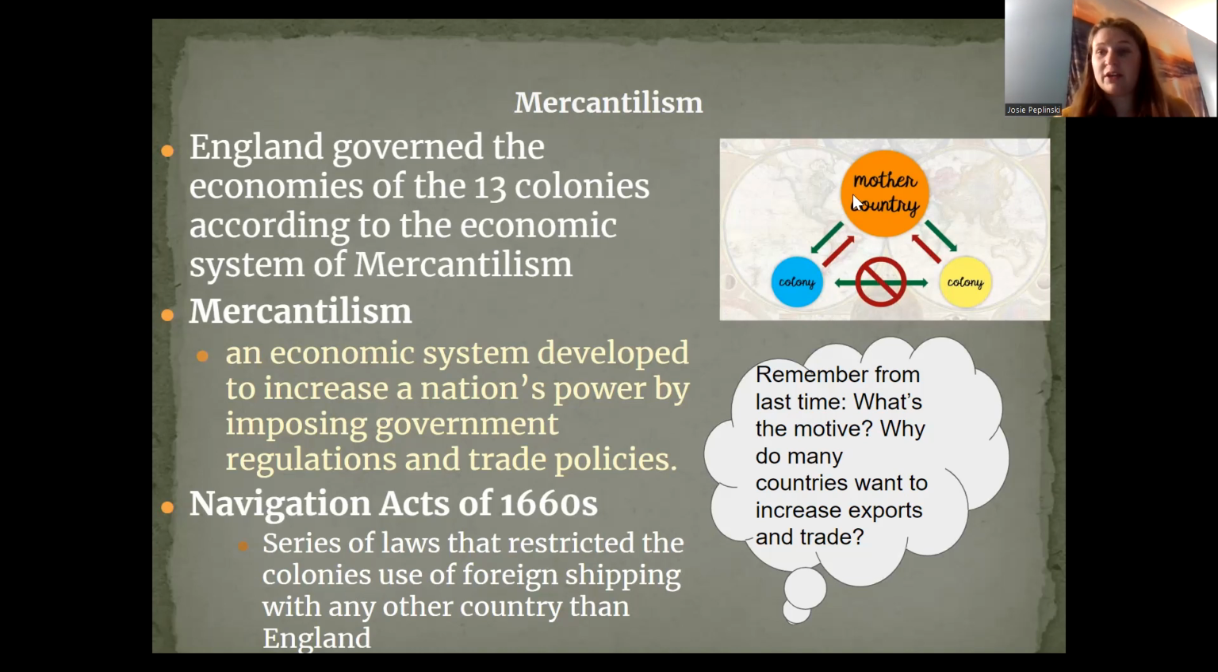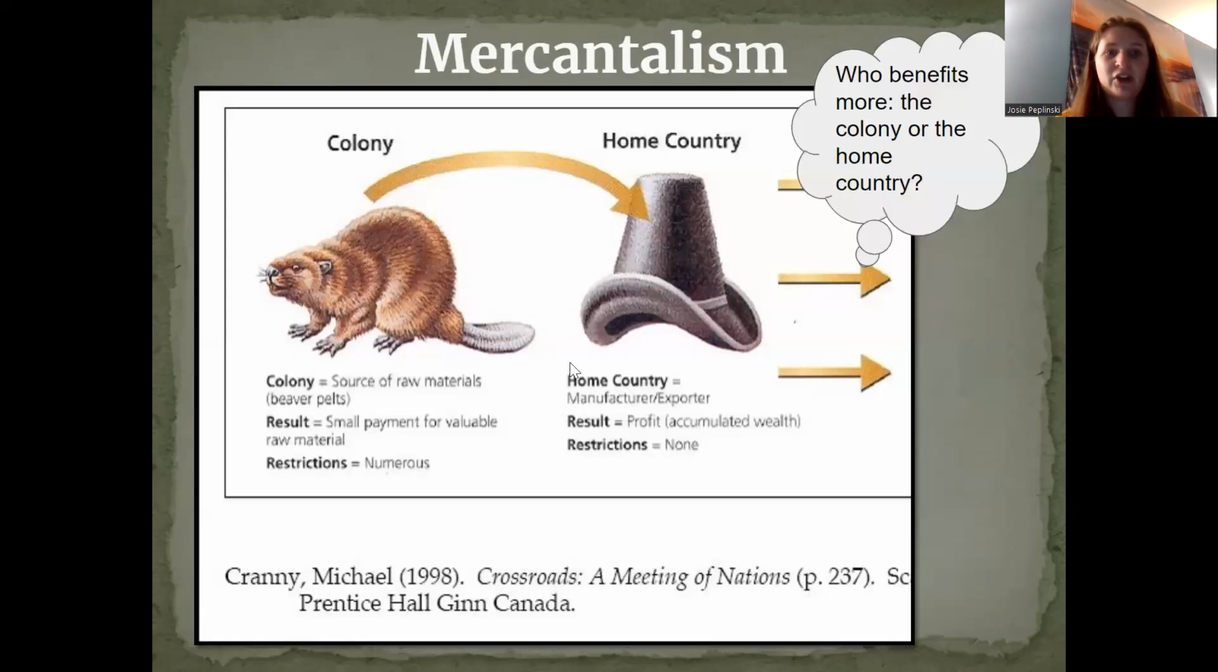So they only want England to benefit from the colonies. The colonies should not be trading with other European nations. This will give England a heads up, and this will give them a jump in this game of competition amongst the other European countries. So here we have another little graphic.